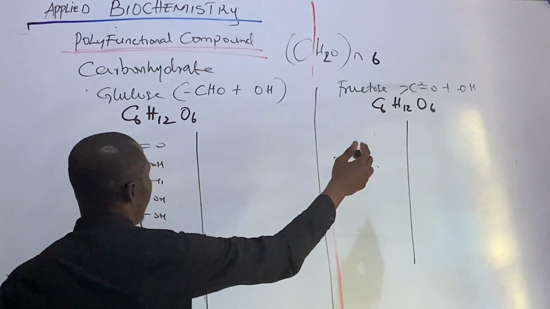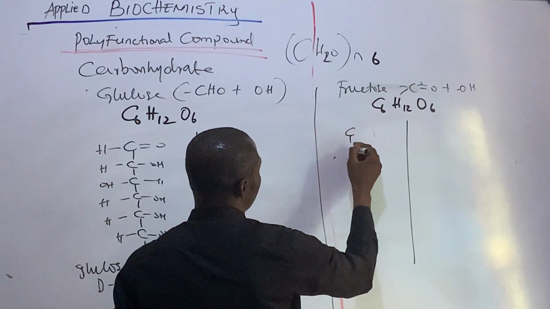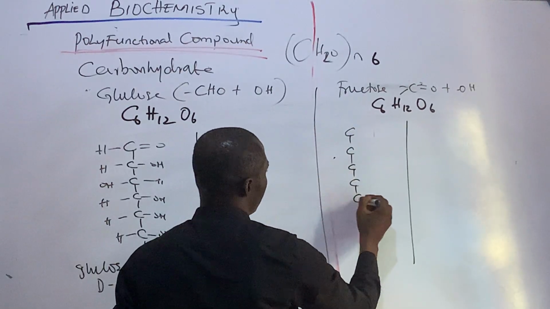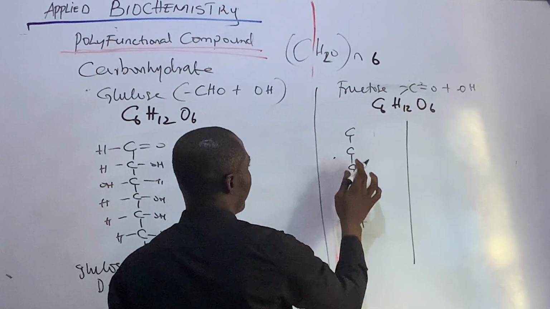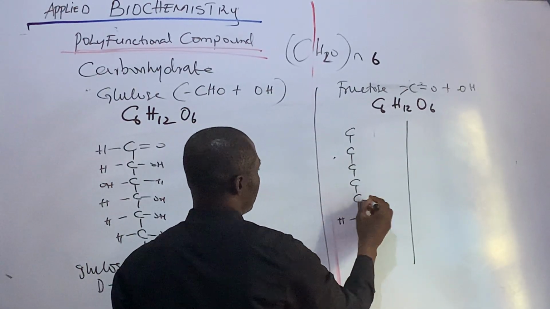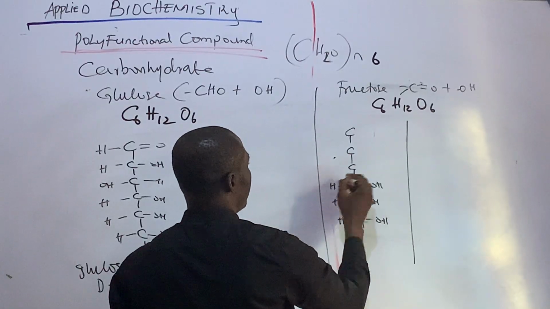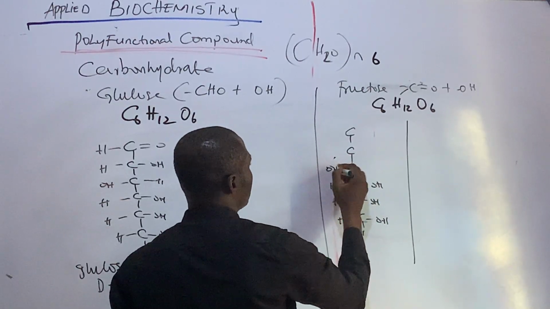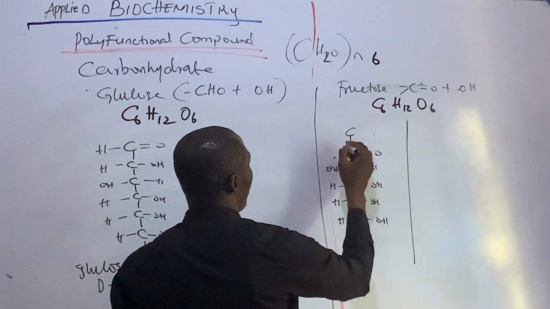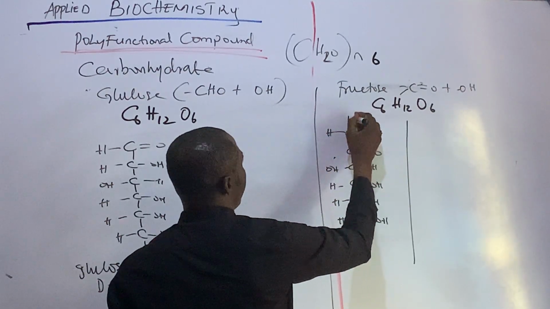Now, let's use the side of the board for fructose. We have 1, 2, 3, 4, 5, 6. We have OH, we have H, we have H, we have OH, we have H, we have OH, we have H, we have OH, we have H. We have a double bond here. We have H, we have OH, and then we have H.